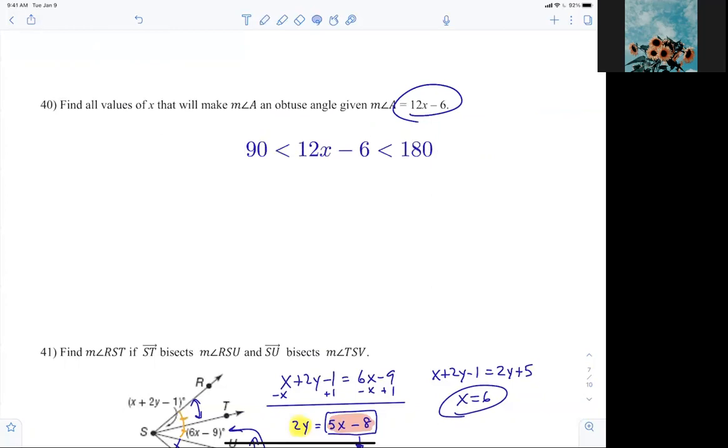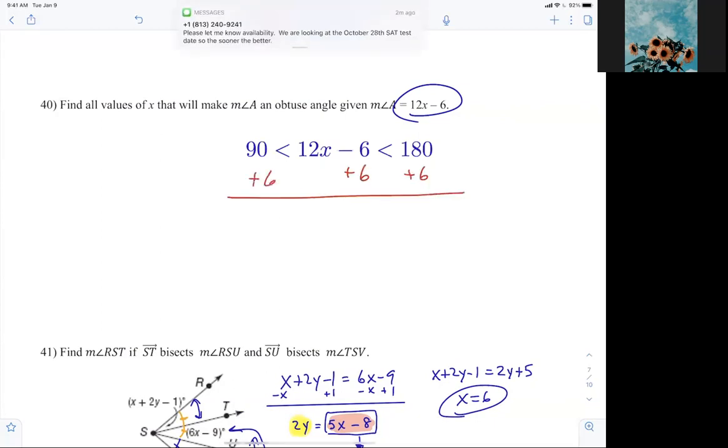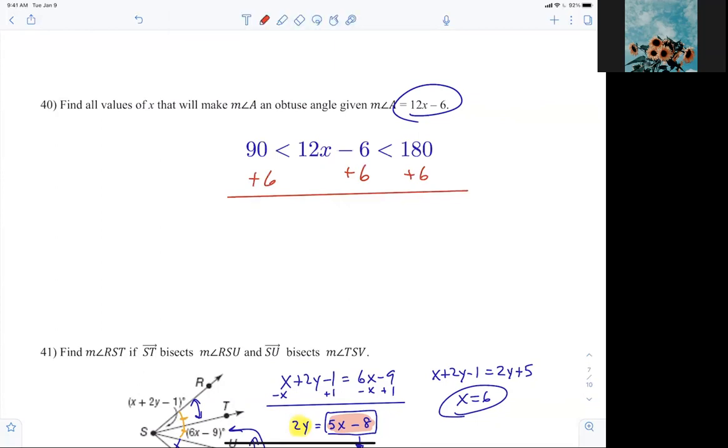There it is. That is the solution, but of course we have to finish solving it. If you recall from last year, you add 6 to each part. Now we have 96 is less than 12x, which is less than 186. Then we divide by 12. 96 divided by 12 is 8, so 8 is less than x, which is less than 15.5, I think.